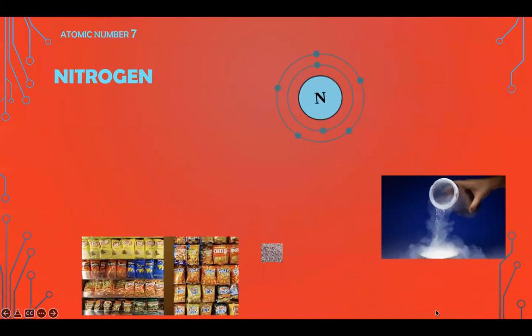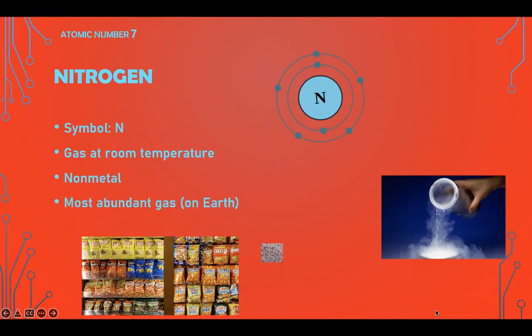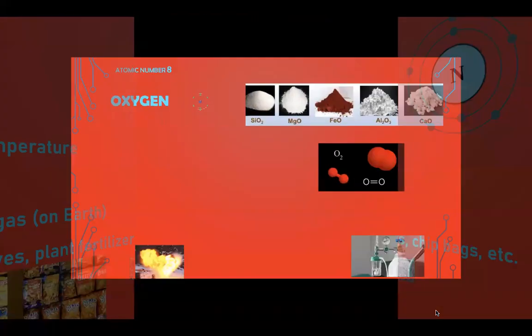Now we come to nitrogen, atomic number 7. Nitrogen's symbol is N. It is a gas at room temperature. Nitrogen is a non-metal, and it is the most abundant gas on Earth. In Earth's atmosphere, nitrogen exists in around 70% quantity. Nitrogen is used in explosives, plant fertilizers, chip bags. Yes, it is used to preserve chips, etc.